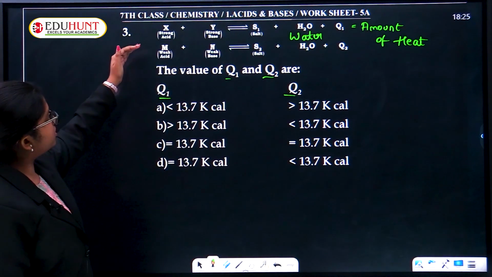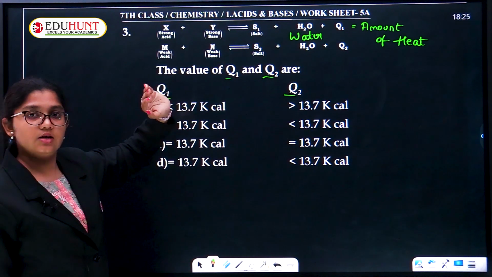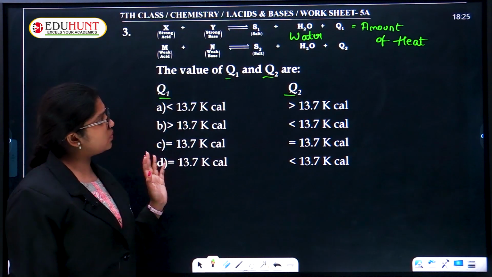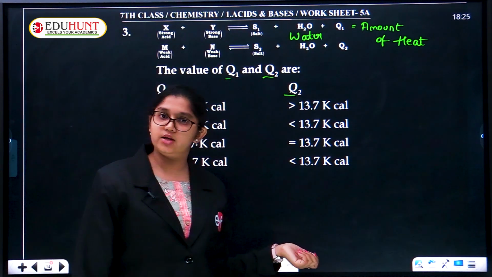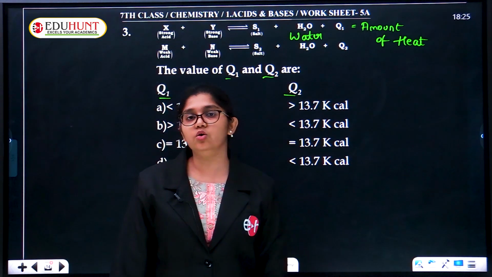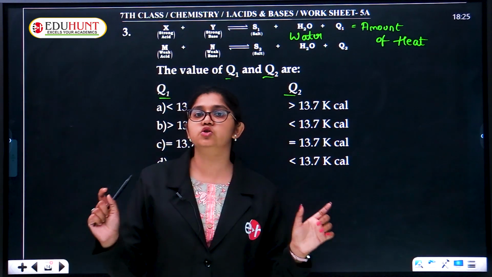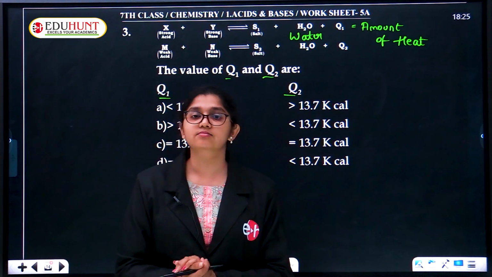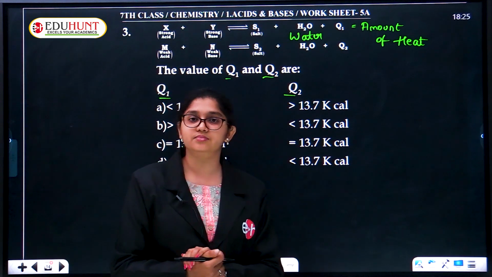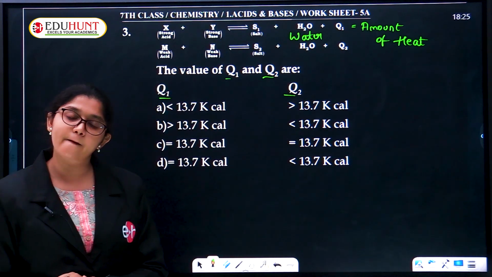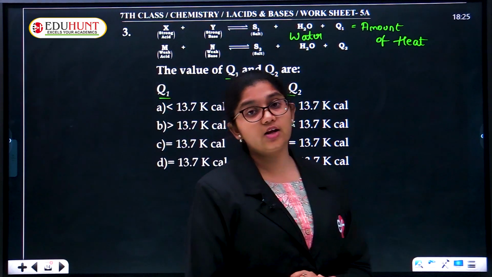So in the first equation we have a strong acid and a strong base giving rise to salt plus water. Children, in the previous worksheet 4 or 4A, I don't know exactly, I told you that when a strong base and a strong acid react, some amount of energy is liberated. I told you the heat liberated in kilocalories per mole, and also in kilojoules per mole.